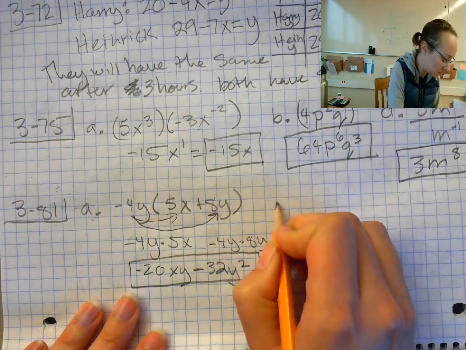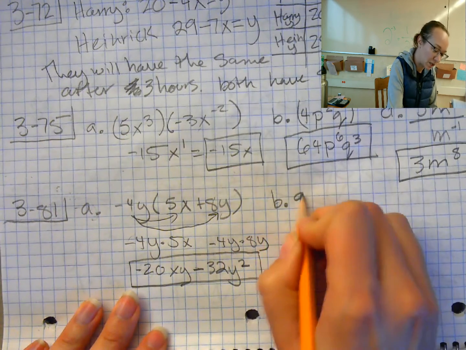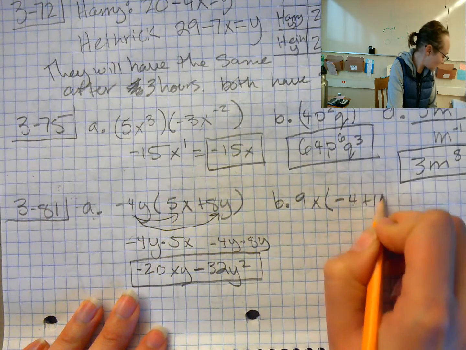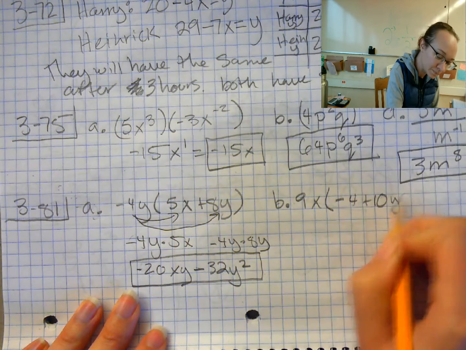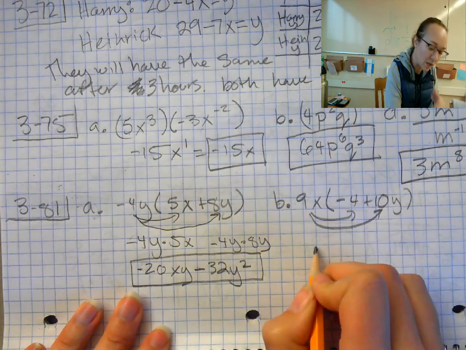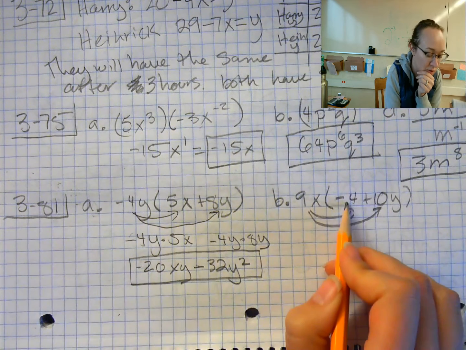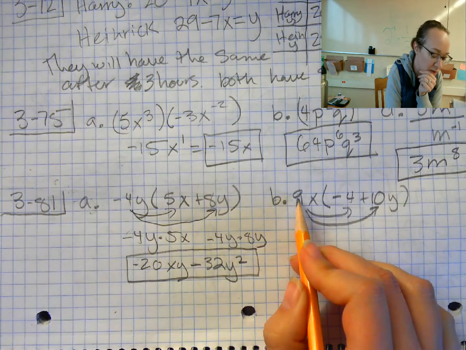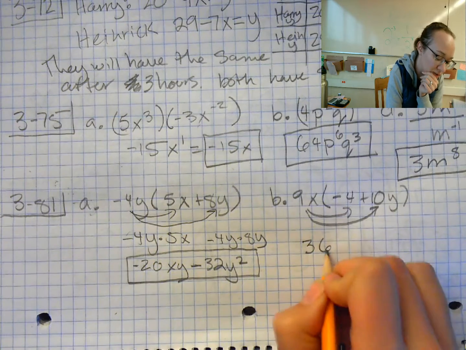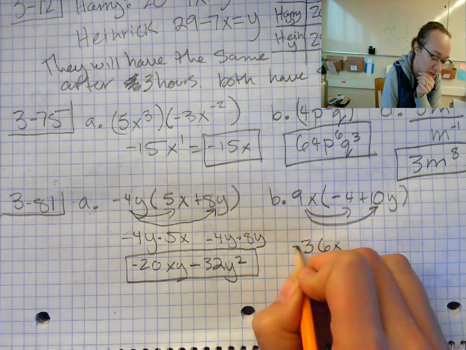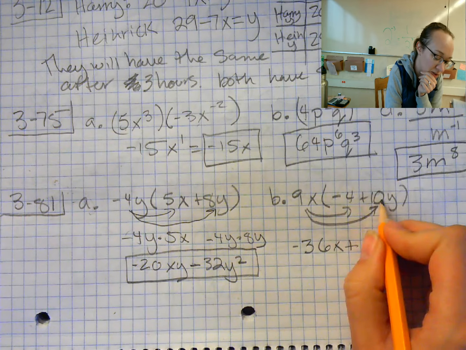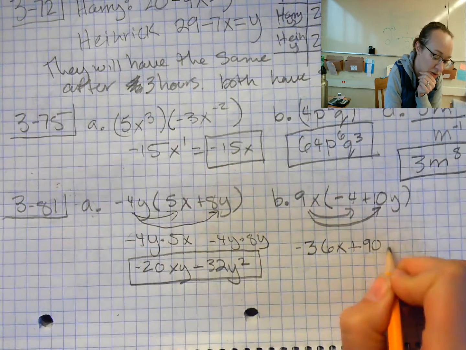For B, we have 9x times negative 4 plus 10y. Once again, I'm going to multiply. So negative 4 times 9, that's going to give me negative 36x. And then I'm going to add 10 times 9 is 90xy.